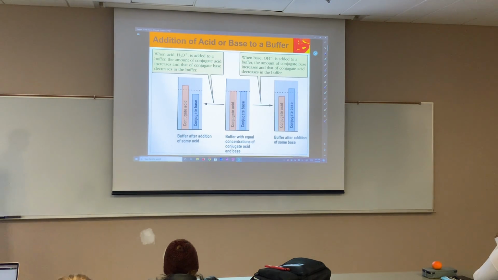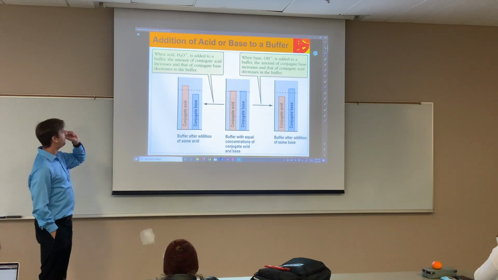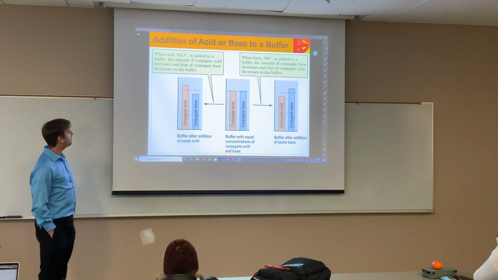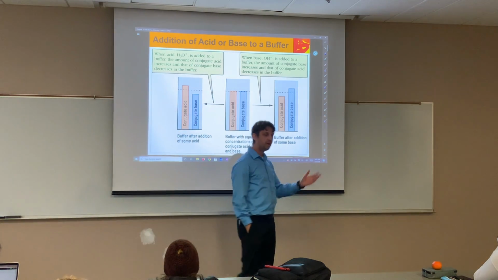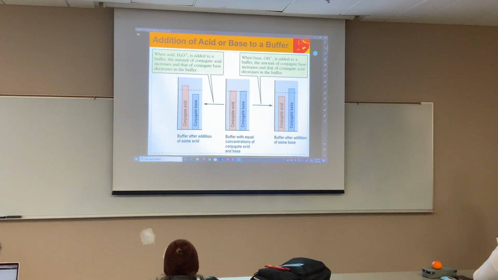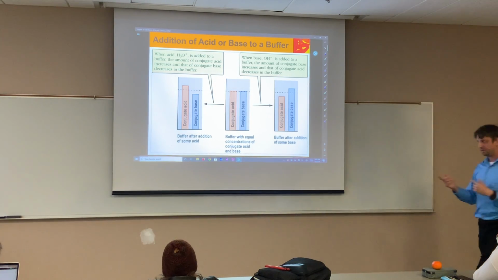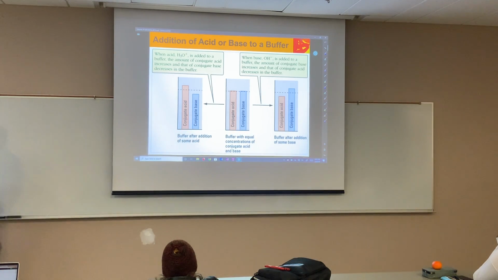So if we want to just visualize this real quick, when we add an acid to the buffer, the amount of the conjugate acid increases, and that of the conjugate base decreases. One thing increases, one thing decreases. Remember, this is the point that I was showing you guys on the previous slide. Let me back up here for just a second to draw your attention to this again.